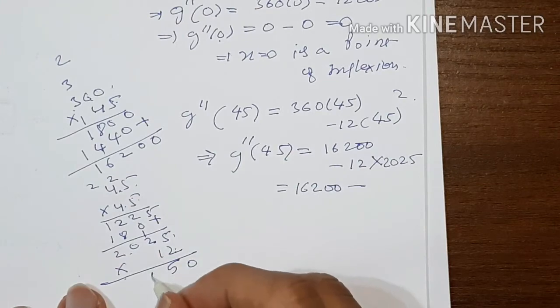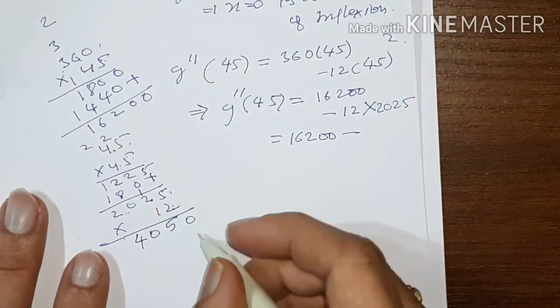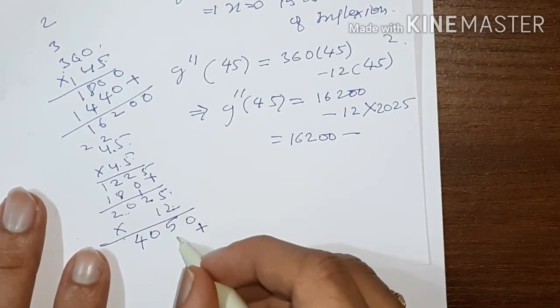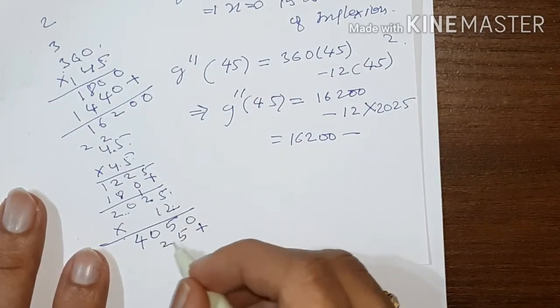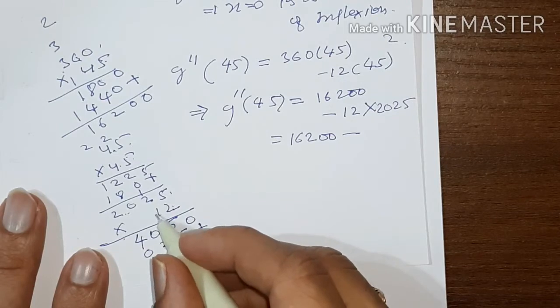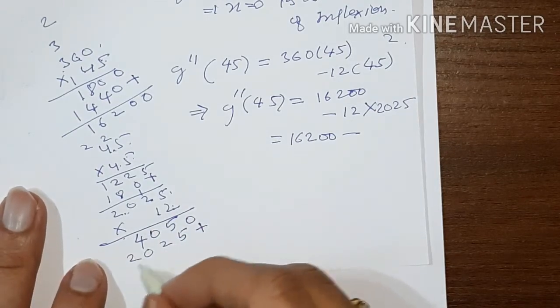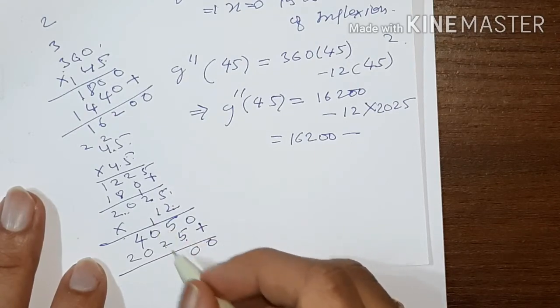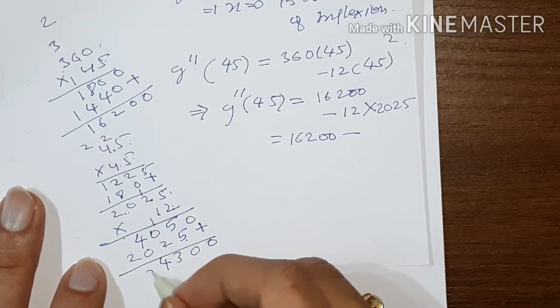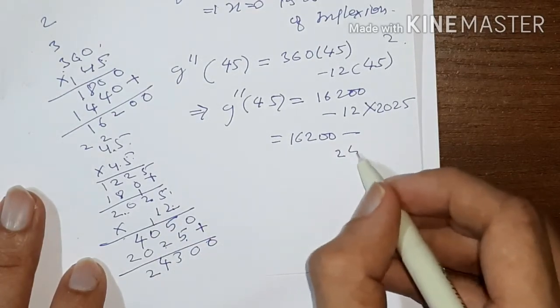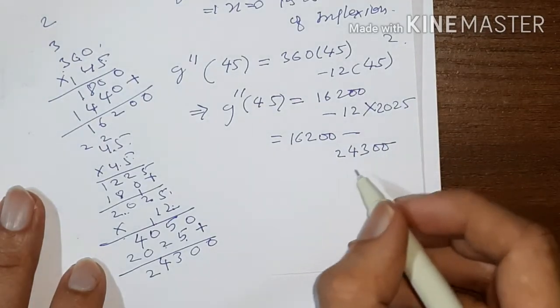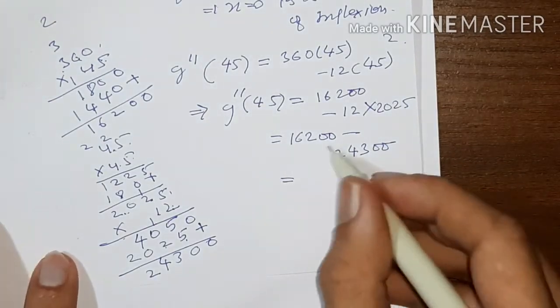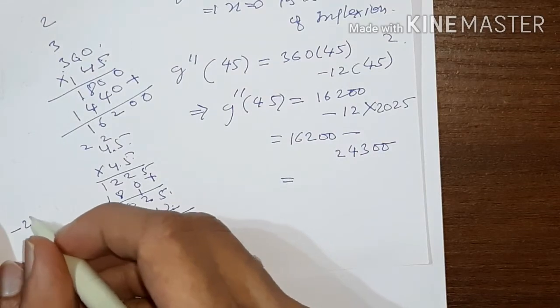2 multiplied by 0 is 0, 2 multiplied by 2 is 4. Okay, and 1 multiplied by 5 is 5, 1 multiplied by 2 is 2, 1 multiplied by 0 is 0, 1 multiplied by 2 is 2. So 0, then 5 plus 5 is 10, 2 plus 1 is 3, 4, and 2. So 24300. Okay, so if you subtract this, what will you get?